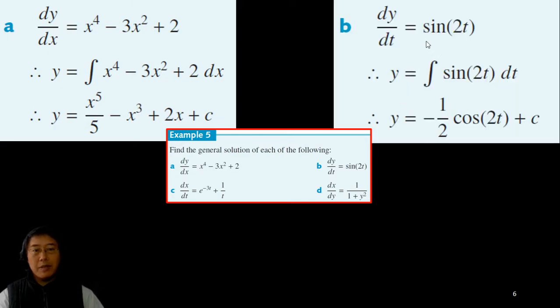With part B, dy/dt is sine of 2t. You anti-differentiate. It's a chain. Apply the chain rule or do a temporary substitution. If you're confident with that, you have a coefficient of 2, so it's going to be a 1/2 here. The antiderivative of sine is negative cos, and you obtain this rule plus constant.